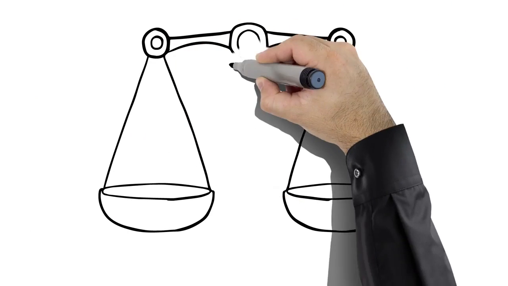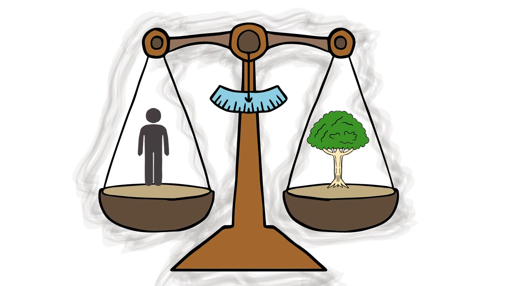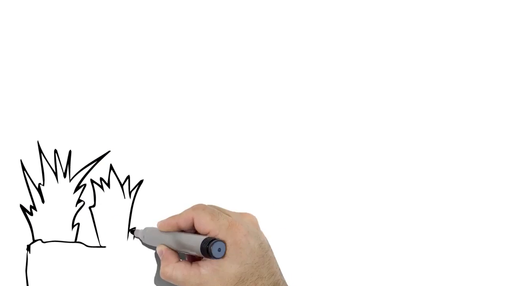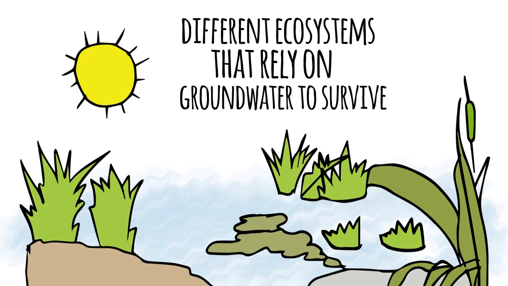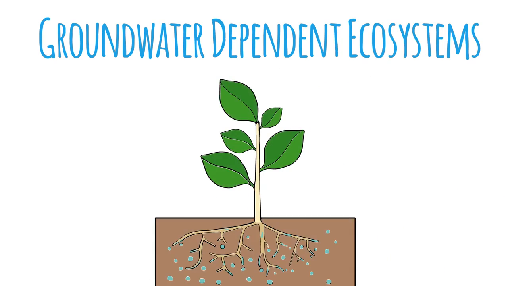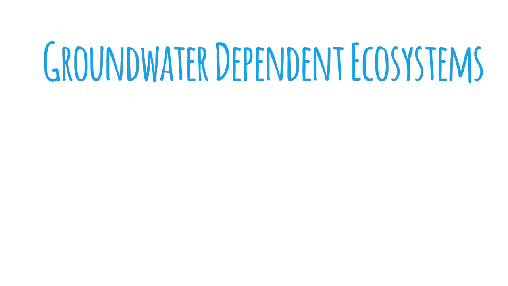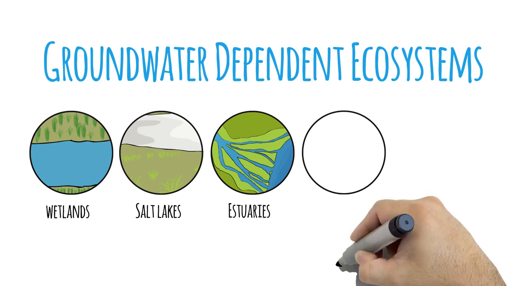One of the most important roles of the WAP is to provide a balance between water available for human use and water available to the environment. There are a range of different ecosystems that rely on groundwater to survive. These are known as groundwater dependent ecosystems, or GDEs for short. GDEs include such things as wetlands, salt lakes, springs and estuaries.